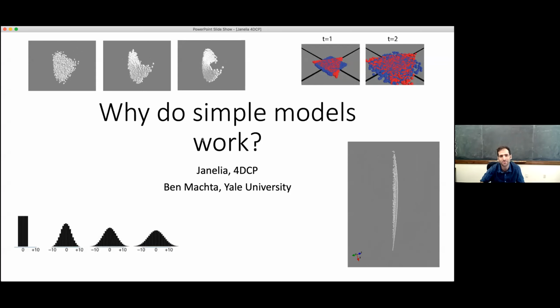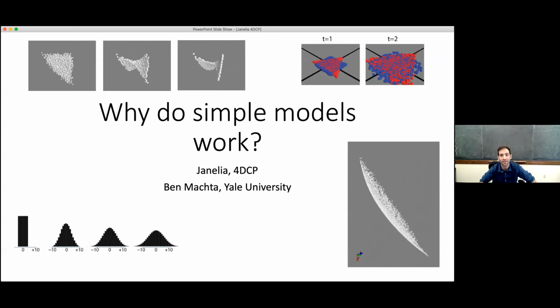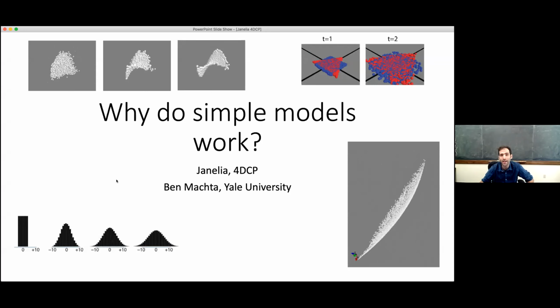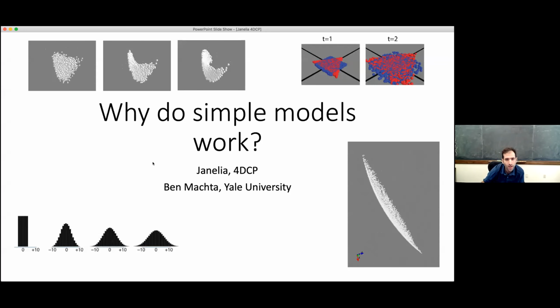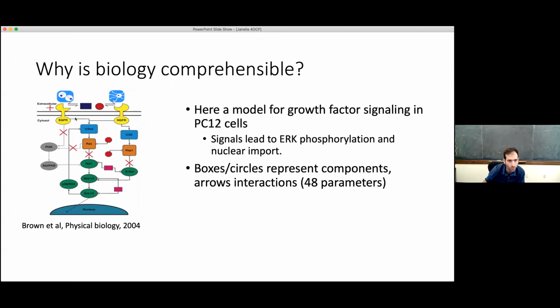Thanks for inviting me. This has been a very exciting and very different conference. So indeed, I'm going to be trying to explain why it is that simple, sort of cartoonish models work. And I want to start with this schematic for a model of growth factor signaling in PC12 cells. This is from a paper from Jim Sethna's group.